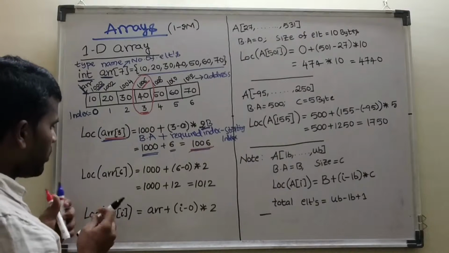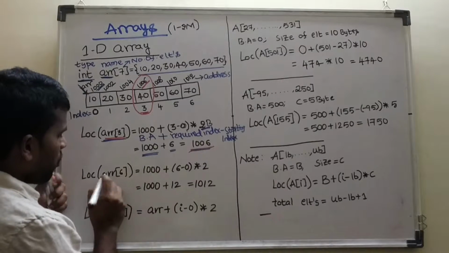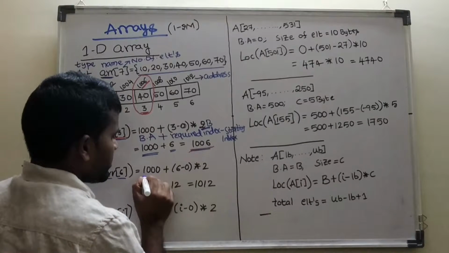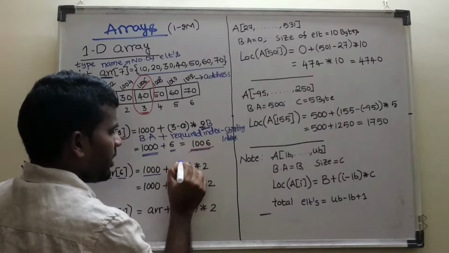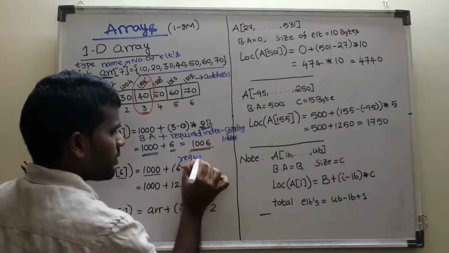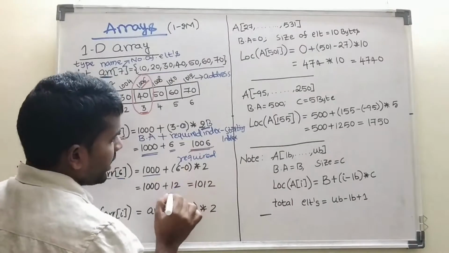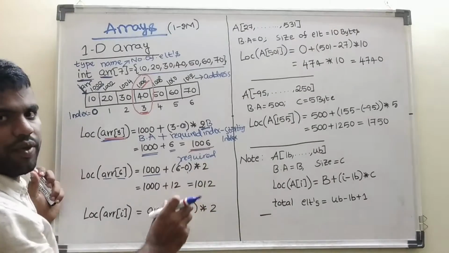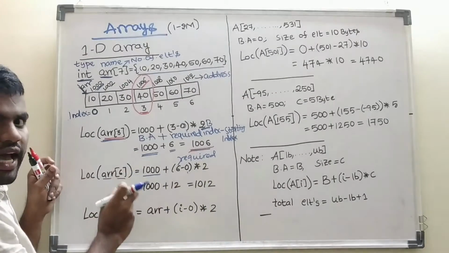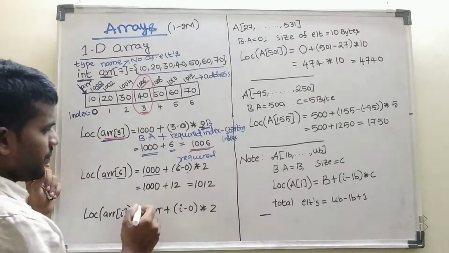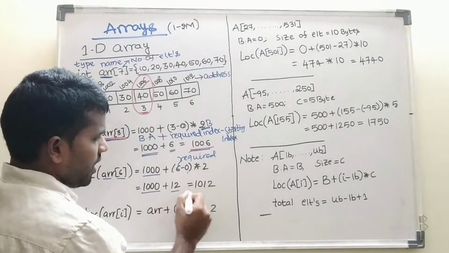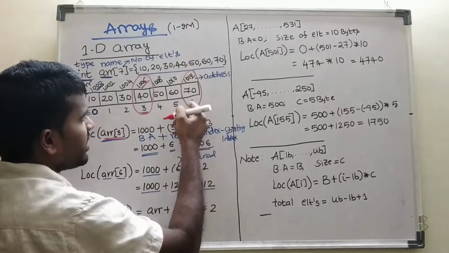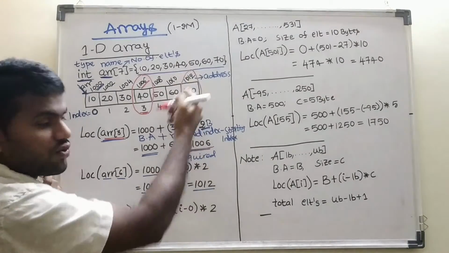Next, we will see another one: array location 6. This is the base address, plus the required index minus the starting index, times the capacity of each type, whether integer, float, character, whatever it is. So 1000 plus 6 into 2, that is 12, giving 1012. What is there in 1012? Element 6 is located at 1012.